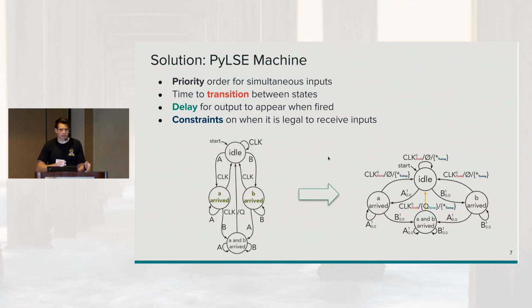So the abstraction we came up with, we called a pulse machine. Effectively, we took that Mealy machine from earlier and we decided to add back in all the information we thought we needed that was missing. So we have a priority for when 2 pulses arrive. We have transition times that can model setup and hold time. We have delays for if a gate needs to propagate a pulse, that happens after some amount of time before it appears later in the circuit, and some various other constraints.